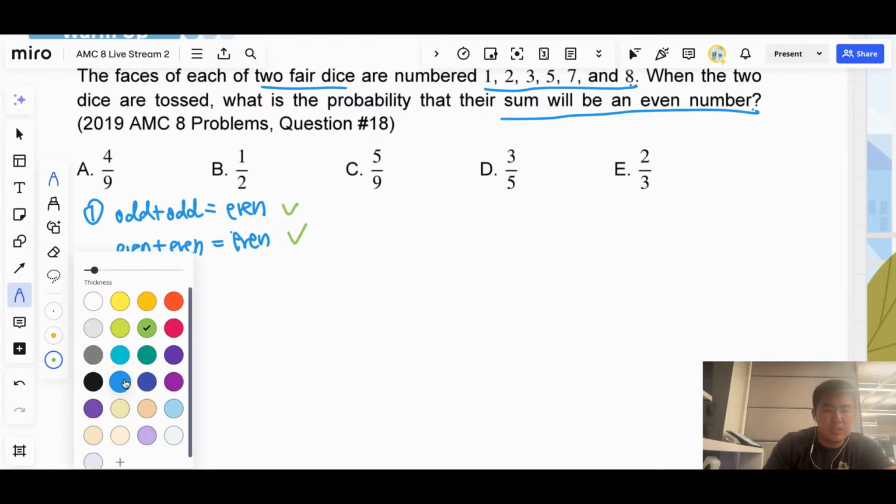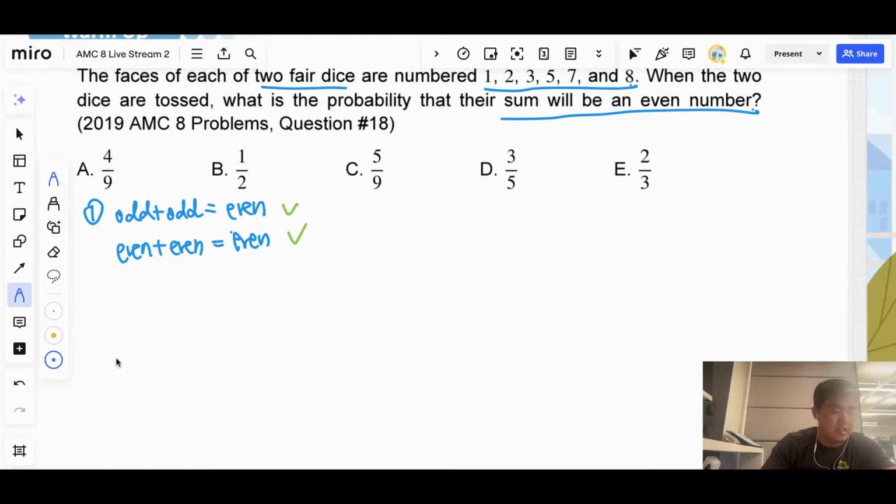And there should be some cases that are invalid. So this gives you odd plus even, and of course, you can change the order to even plus odd. Adding even and odd, you are going to get an odd number. For example, 4 plus 3, you get 7. 8 plus 7, you get 15, right? You can never get an even number by doing this kind of addition.